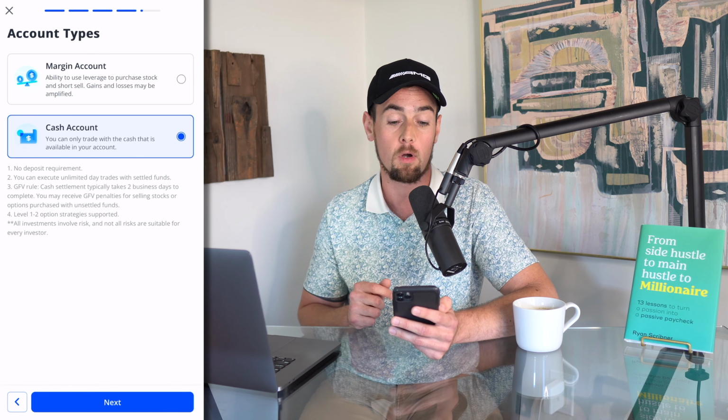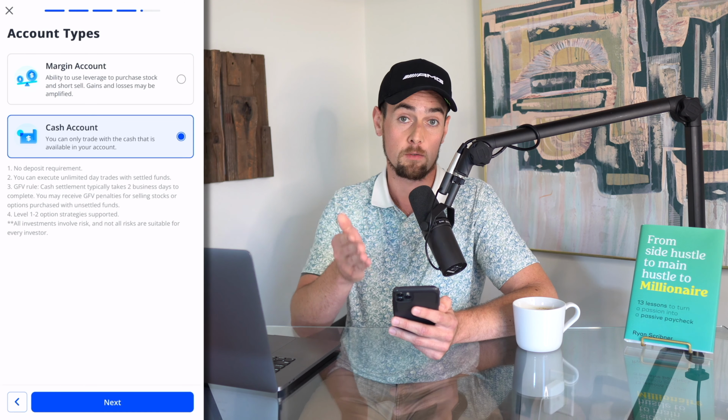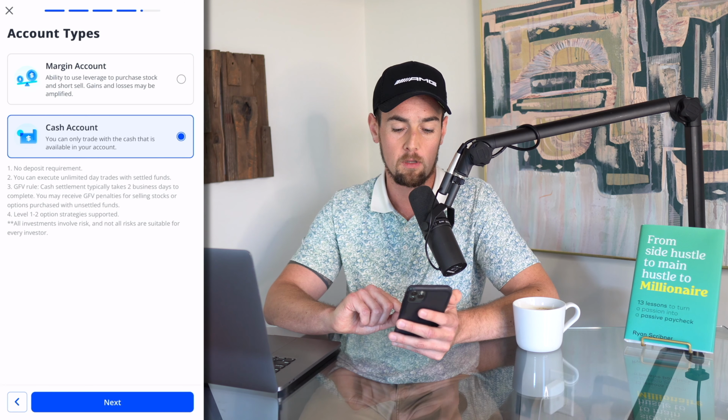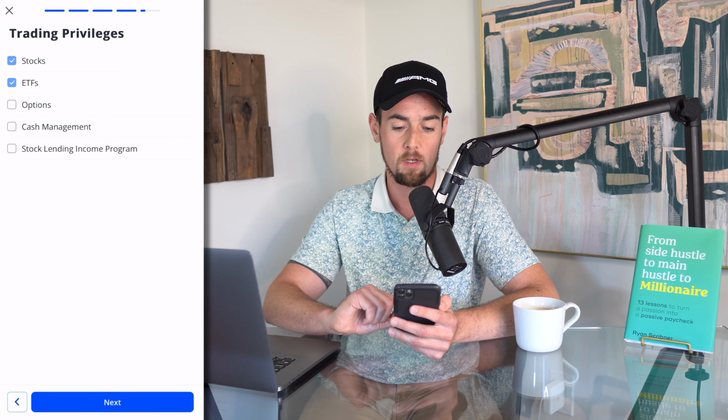So you should just be aware of the restrictions there on settled funds. That all looks good for now. So we're going to click on the blue next button to open a cash account.